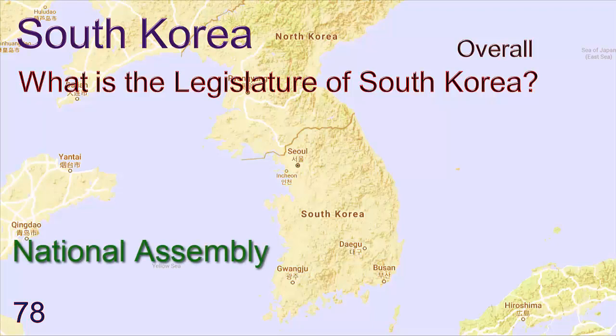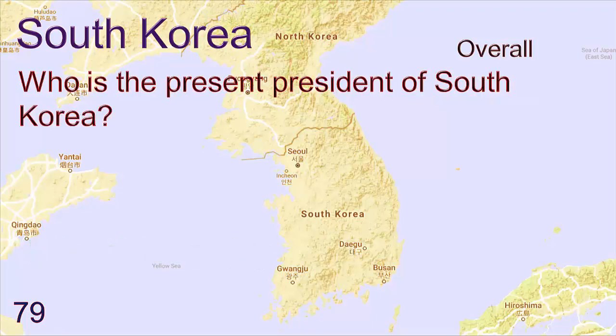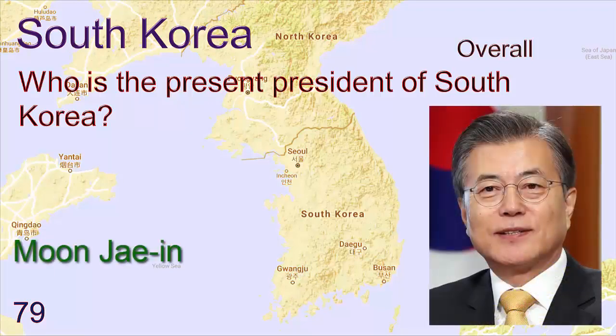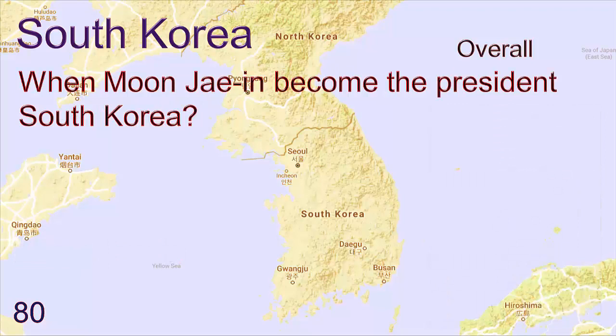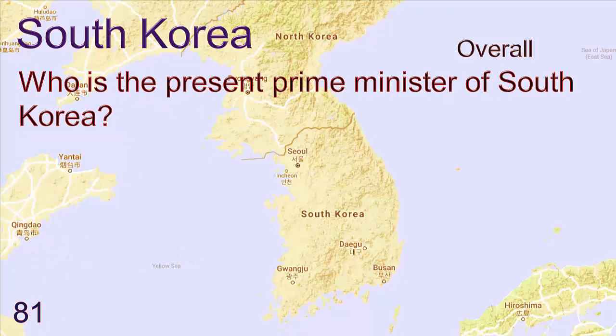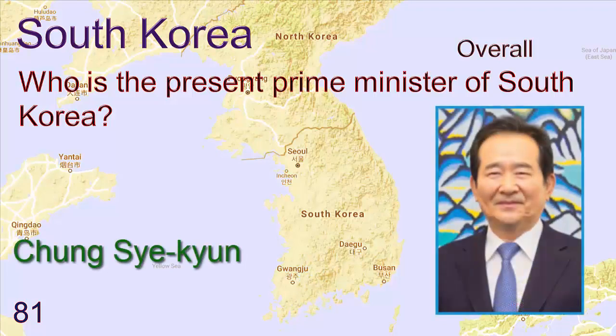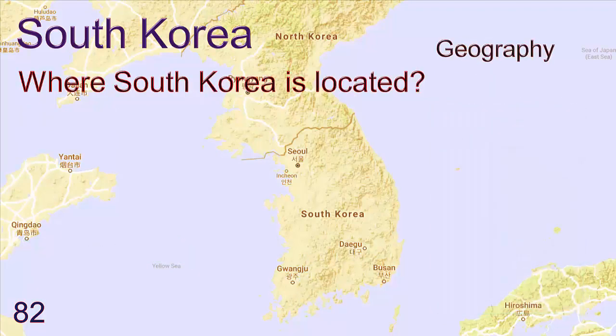What is the type of government in South Korea? Unitary Presidential Constitutional Republic. What is the legislature of South Korea? National Assembly. Who is the present president of South Korea? Moon Jae-in. When did Moon Jae-in become the president? May 10, 2017. Who is the present Prime Minister of South Korea? Chung Sik-yoon.